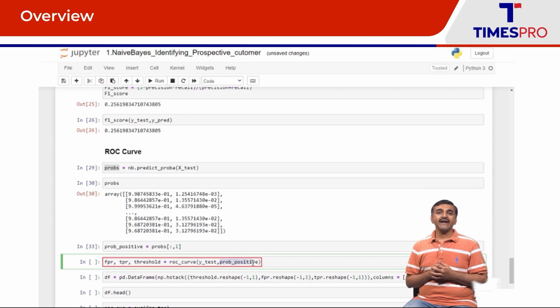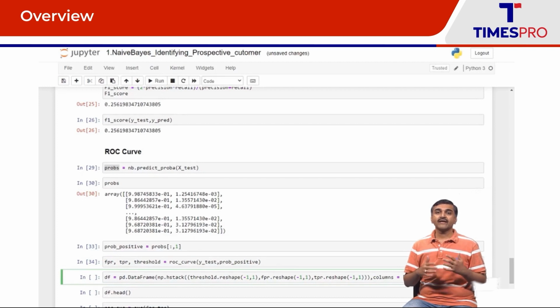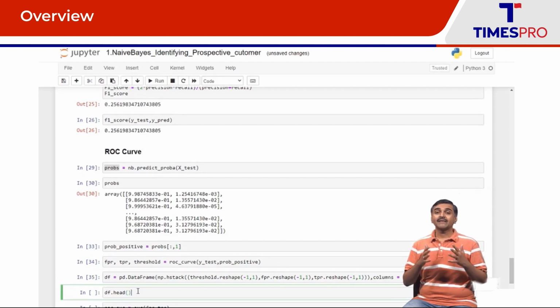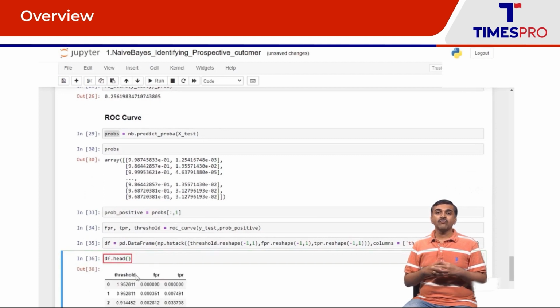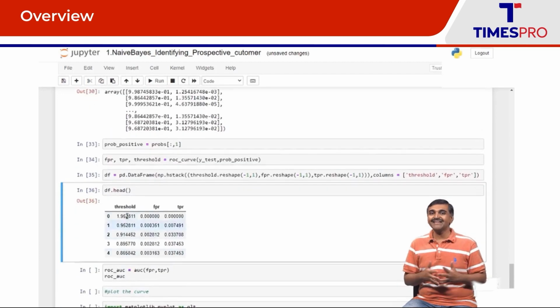Based on these ytest values and the probabilities of the positive class values, the roc_curve method is automatically going to generate different threshold values, and for each of these threshold values it is going to compute the false positive rate and the true positive rate values. I am going to put them all together, the threshold, the false positive rate and the true positive rate, into a data frame. Let me look at the head of the data frame for better understanding.